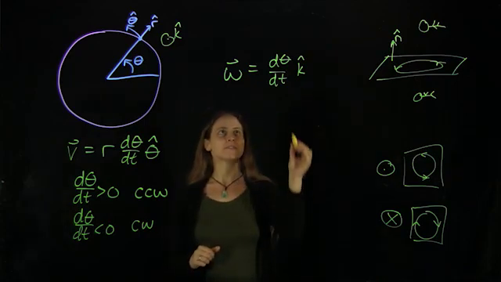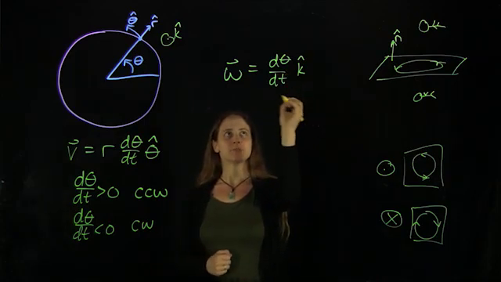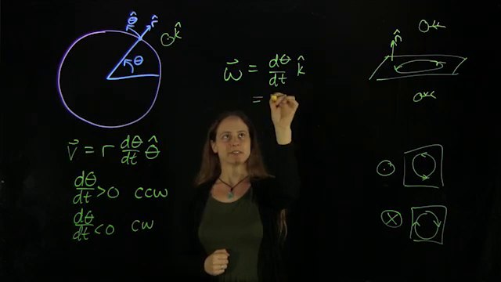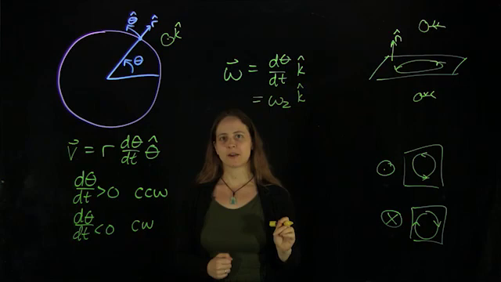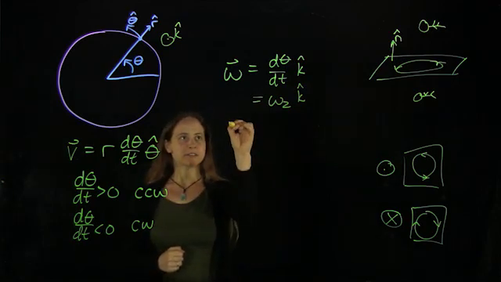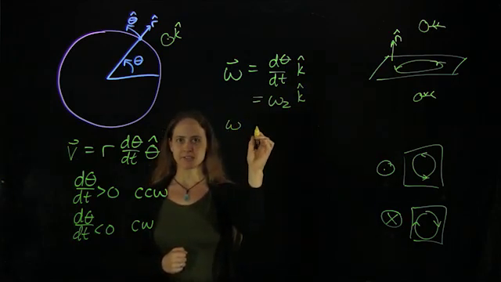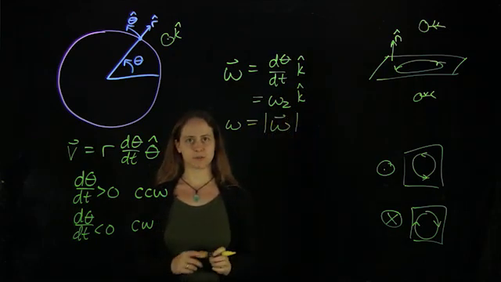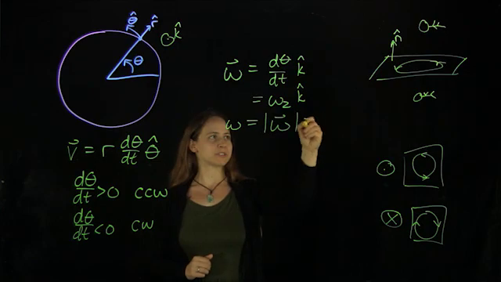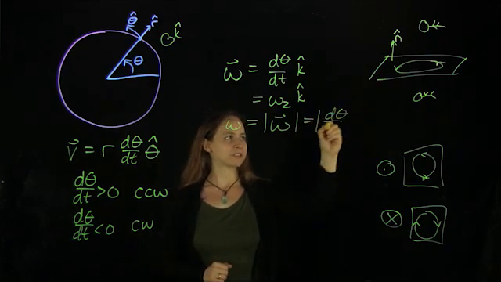We can define d theta dt to be the component of the angular velocity, omega z, because it's in the k hat direction. We can also define the angular speed, which we write as just omega, as being the absolute value of this angular velocity omega. In other words, it's just the absolute value of d theta dt.